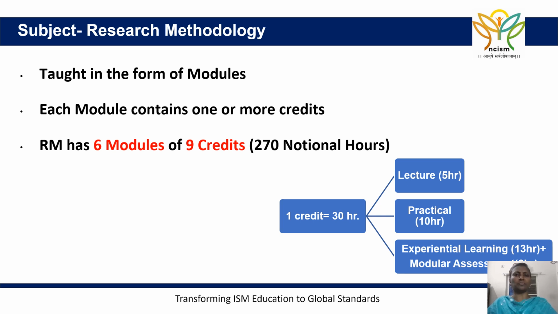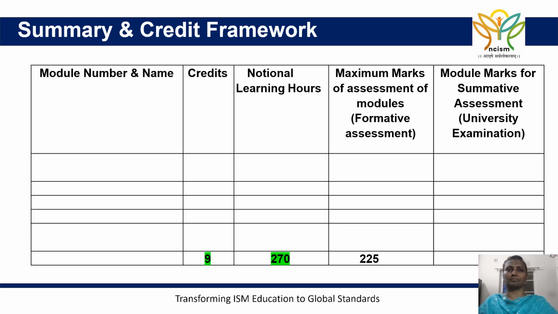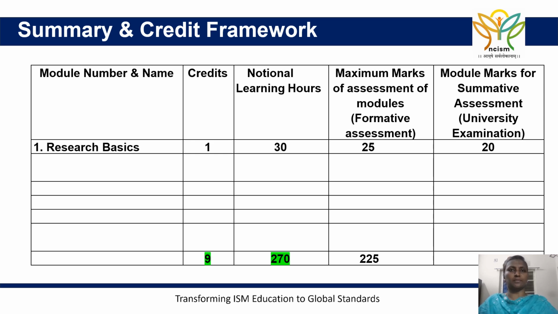This 1 credit of 30 hours can be split into 5 hours of lecture, 10 hours of practical learning, and 13 hours of experiential learning, and 2 hours of formative assessment for that module. Now, let's see the modules and their corresponding credits of research methodology subject. There are 6 modules. Module 1, Research Basics.